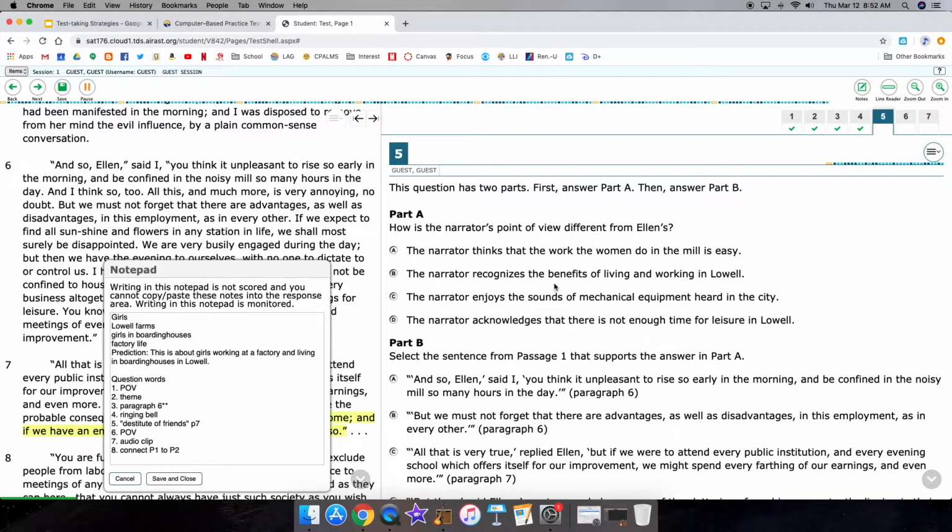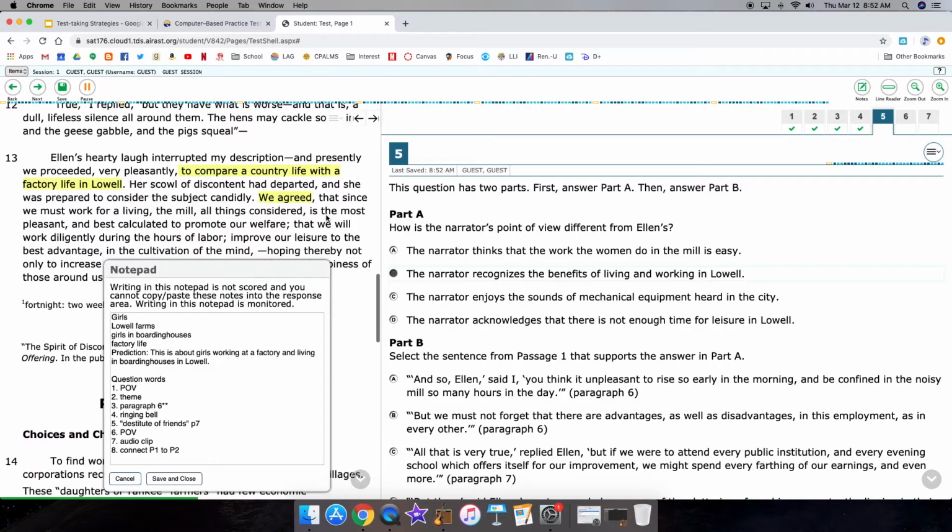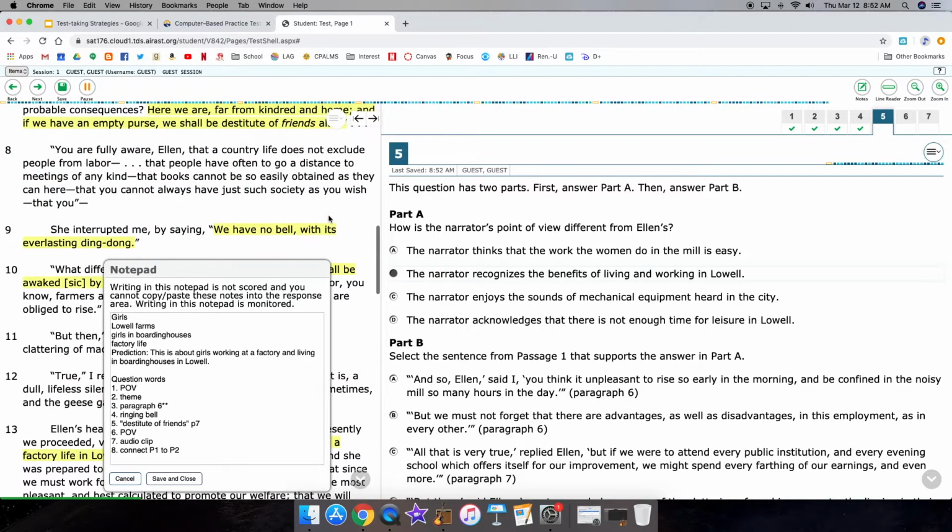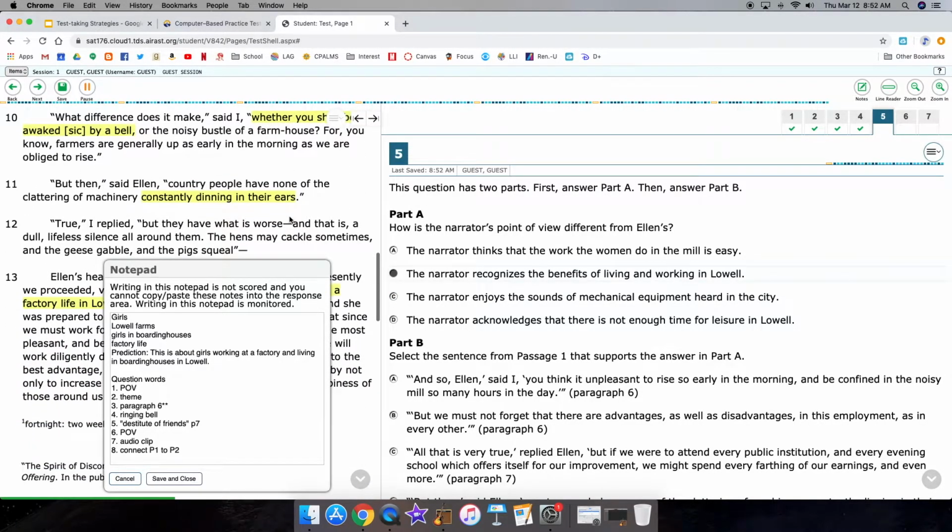The narrator recognizes the benefits of living and working in Lowell. Yeah, she does. I don't think I need to look at another answer, but I will just to make sure. But she says that it's beneficial, that you have things here, that books cannot be so easily obtained as they can here. So, okay. The narrator enjoys the sounds of mechanical equipment heard in the city. It doesn't really talk about that. It talks about how Ellen doesn't like that. But then country people have none of the clattering of machinery constantly dinning in their ears. So that's really about Ellen, not narrator.